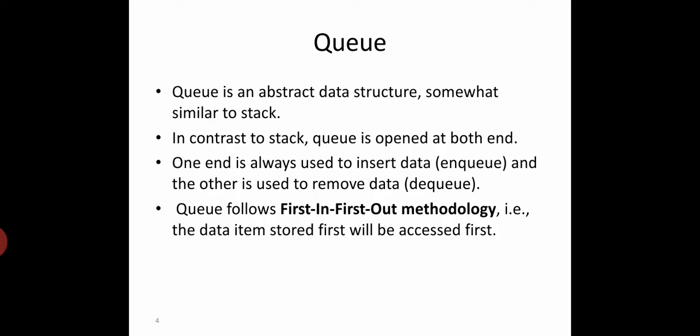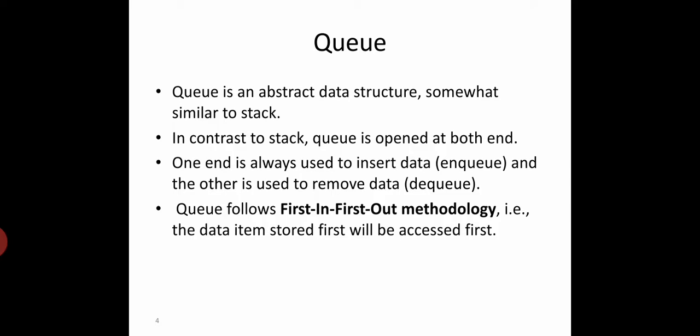And the other end, the front end, is used in order to remove the data. That operation is called Dequeue. Dequeue means deleting the element from the queue, and it is performed at the front end. That is the difference between front end and rear end.